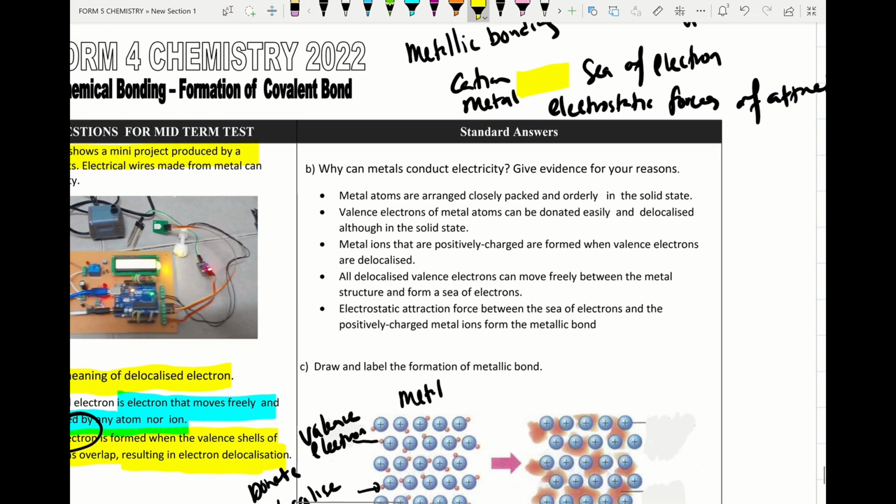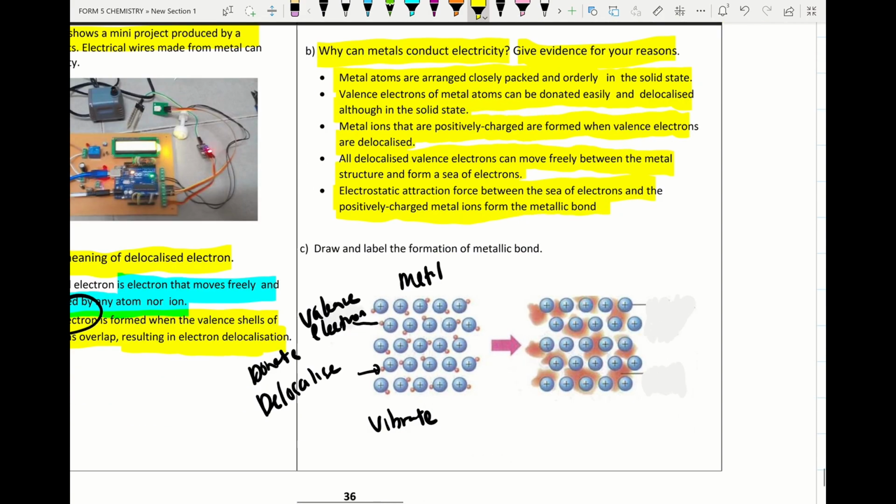So we try to answer this question. Why can metal conduct electricity? Give evidence for your reason. The metal atoms are arranged closely packed and in order in the solid state. So what will happen? The metal atoms can only vibrate and rotate at fixed positions, and the valence electrons of the atoms can be donated easily and delocalized, although in the solid state. Positively charged metal ions are formed, and the valence electrons are delocalized. All delocalized valence electrons can move freely in the metal structure and form a sea of electrons. The electrostatic forces of attraction between the sea of electrons and the positively charged metal ions form a metallic bond.